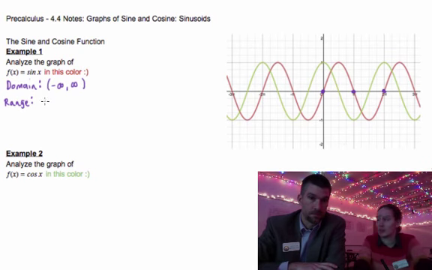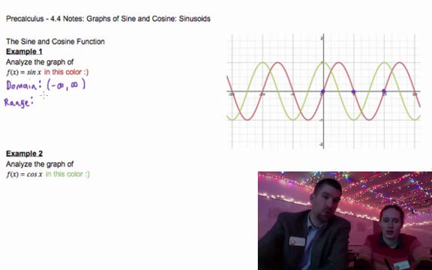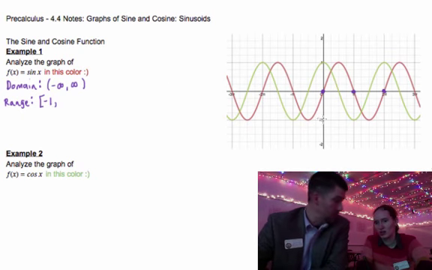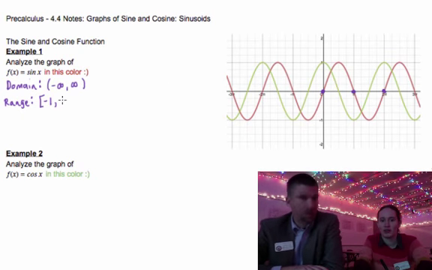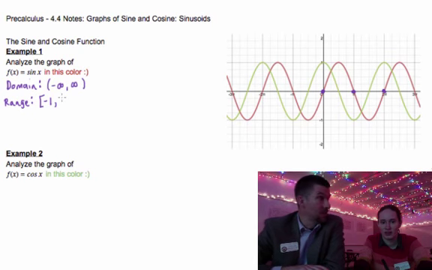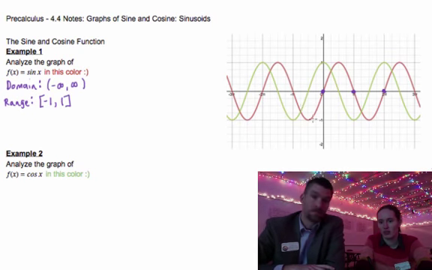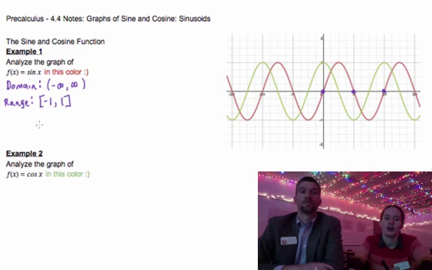Now, does that include -1? It does, because if you were to take the sine of, let's say, 3 pi over 2, it's going to be -1. It's not going to be close to -1. It is going to be -1. So it's kind of like the vertex of a parabola. It actually really does touch -1, and it really does touch +1.